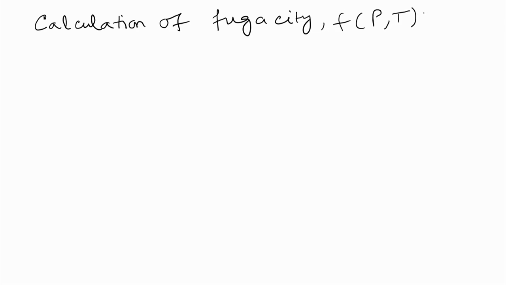In the last class, we were discussing fugacity. We know that fugacity is a measure of non-ideality. Today, we will start with how we can calculate fugacity. Fugacity we define by f, it's a function of pressure and temperature. So, we will consider the following scheme.